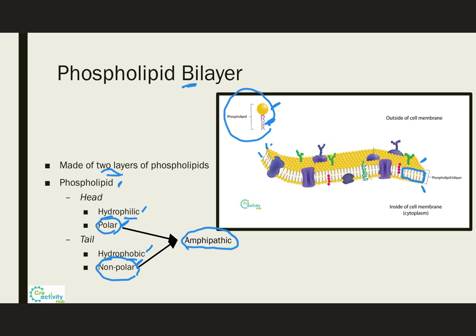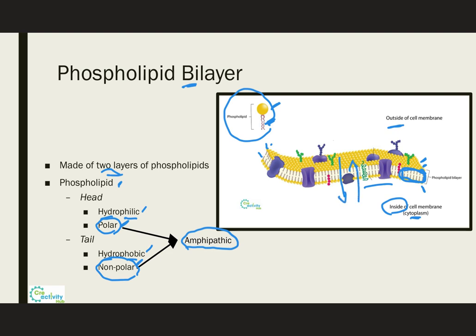See, the yellow heads are all aligned on the outside of the cell, and then again on the inside of the cell where we find the cytoplasm. And the tails are facing each other in the middle of this bilayer, correct? This arrangement is important because it allows the cell to be selectively permeable, meaning that it only lets certain substances in and out of the cell.